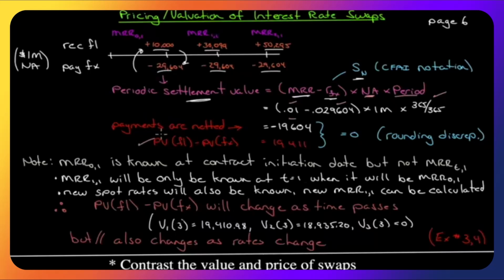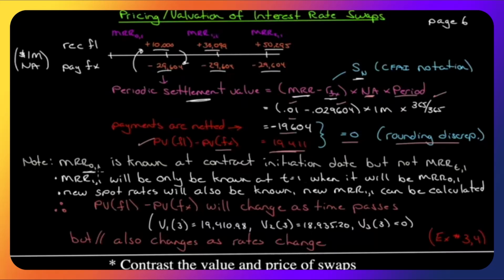The present value of the floating rate payments left to be received, less the present value of the fixed rate payments left to be made, is 19,400. We are out 19,604. The value of the swap is 19,400. Notice it's very close to 0. These are not exact because of all of the different roundings that I've rounded off along the way. If you do this in a spreadsheet, you'll find that they're exact.